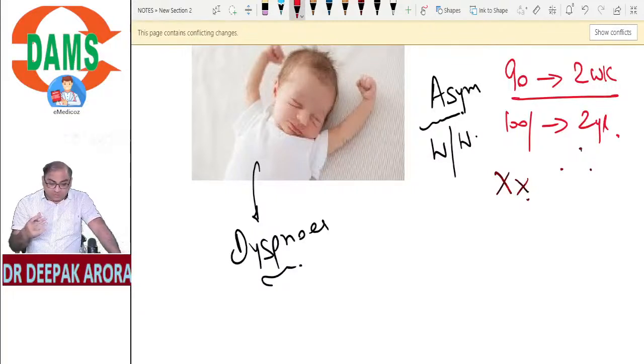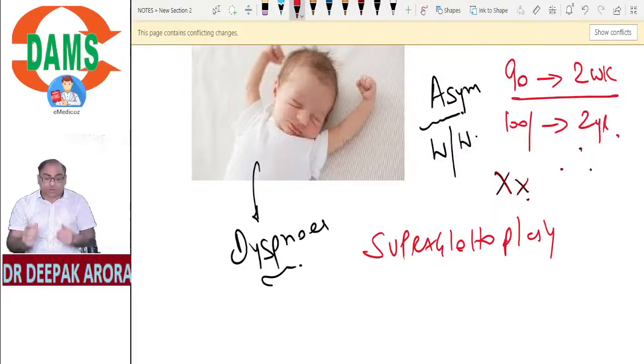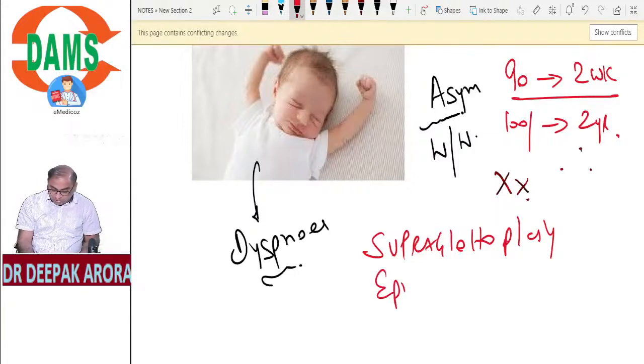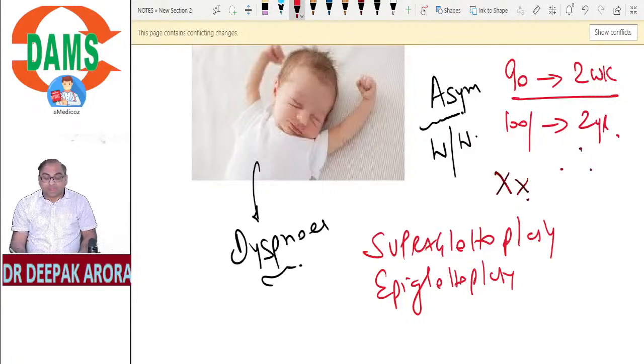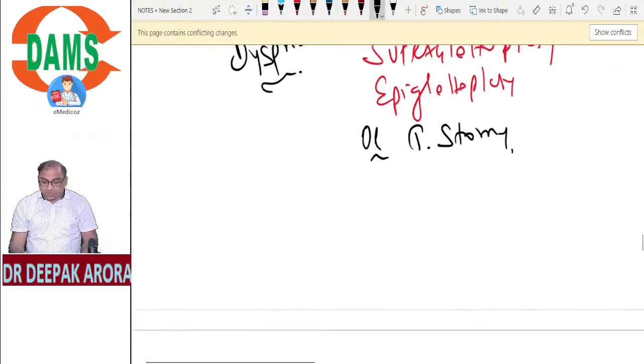Whenever we repair something, which word is used for repair? Plasty. It means I will use the word supraglottoplasty. I will be repairing the supraglottis. I can use the word epiglottoplasty, or we can do tracheostomy. Just remember these points, which are the surgical interventions in a newborn having severe dyspnea. So exceptions are there. If a laryngomalacia patient has severe dyspnea, we'll go for supraglottoplasty, epiglottoplasty, or tracheostomy.